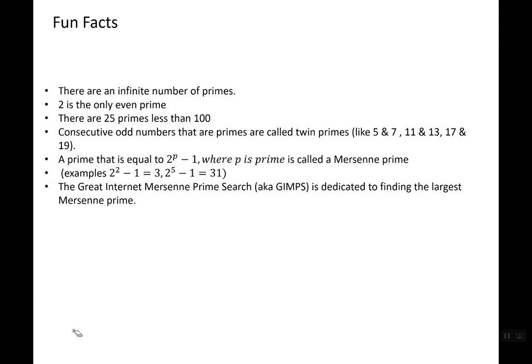A few fun facts about prime numbers. There are infinitely many prime numbers, but 2 is the only even prime number. There are 25 primes less than 100. Consecutive odd numbers that are primes are called twin primes, like 5 and 7, 11 and 13, 17 and 19. A prime that is equal to 2 to the p minus 1, where p is a prime, is called a Mersenne prime. That looks like 2 squared minus 1, which is 3, or 2 to the 5th minus 1, which is 31. The Great Internet Mersenne Prime Search, also known as GIMPS, is dedicated to finding the largest Mersenne prime.